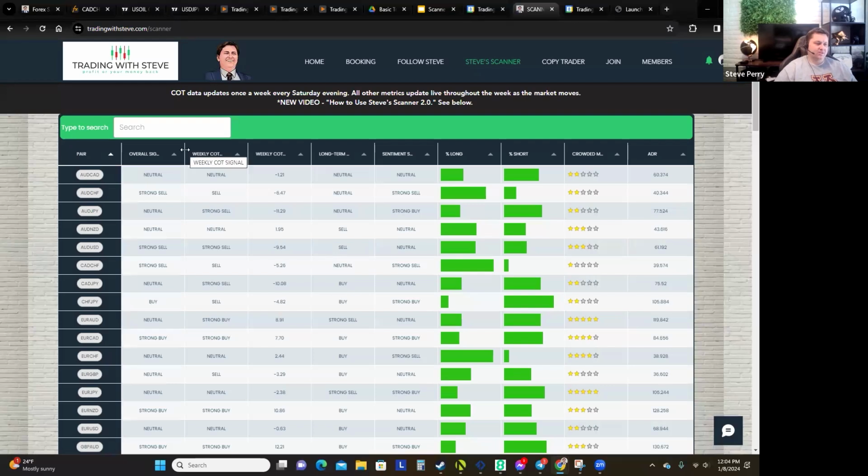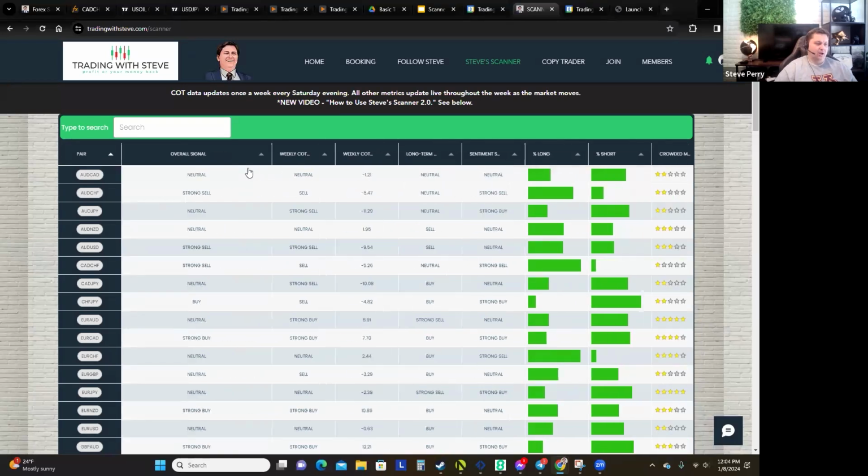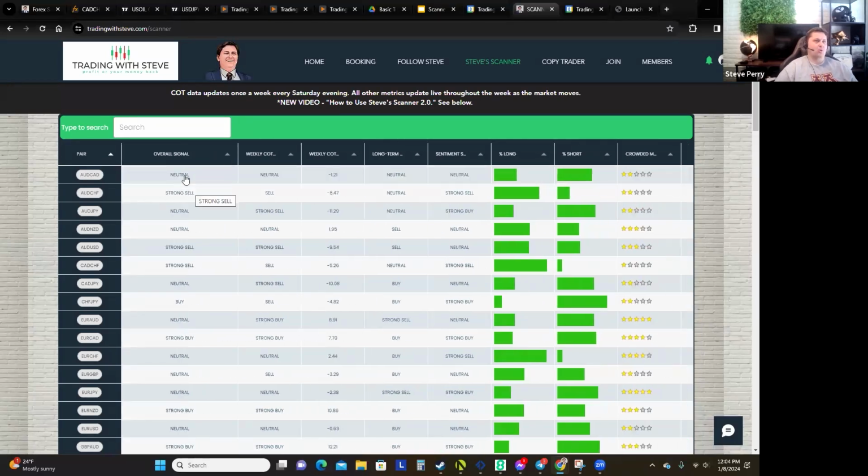Now, the most important section in the scanner is this overall signal column, right? This area right here. Why is this so important? The overall signal is the most important thing in the scanner because this is the compilation of shift in COT data, long-term COT data, and sentiment data. Whatever score the market gets across all the different metrics that we look at, it then just says, okay, this is the trade that we should probably take, right?